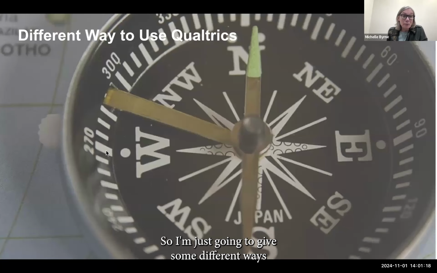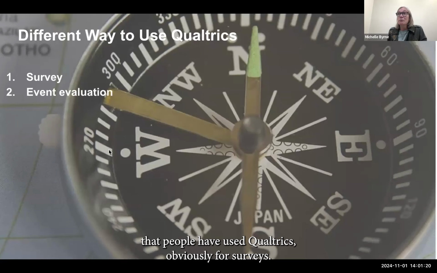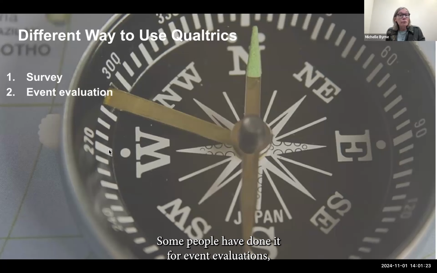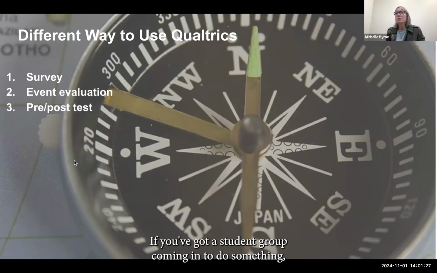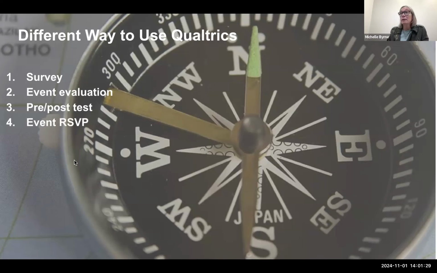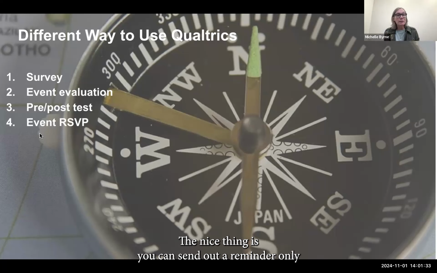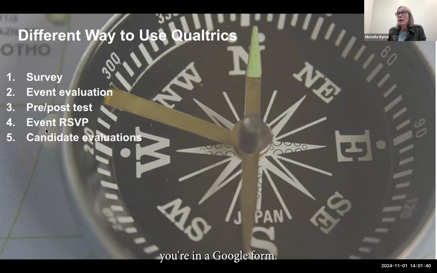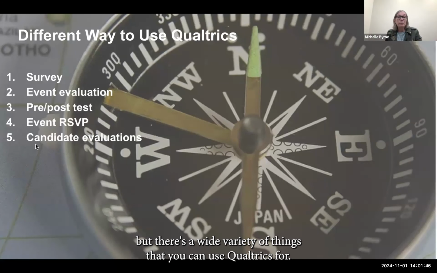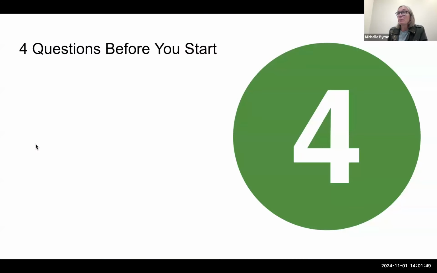So I'm just going to give some different ways that people have used Qualtrics, obviously for surveys. Some people have done it for event evaluations, maybe like a pre and post test kind of thing, if you've got a student group coming in to do something. An event RSVP, super easy. The nice thing is you can send out a reminder only to those people who haven't responded yet, which is different than if you're in a Google Form. Candidate evaluations. So there's a wide variety. Sometimes we think just survey, but there's a wide variety of things that you can use Qualtrics for.